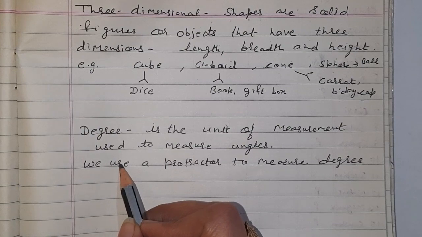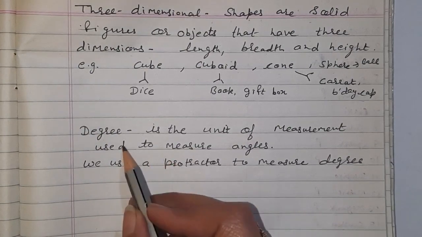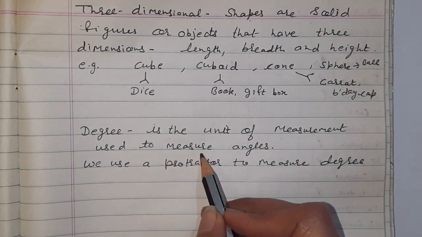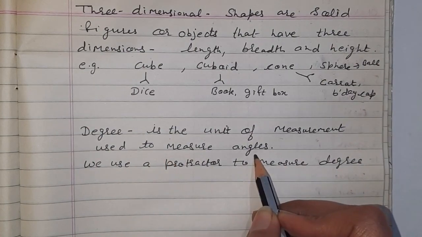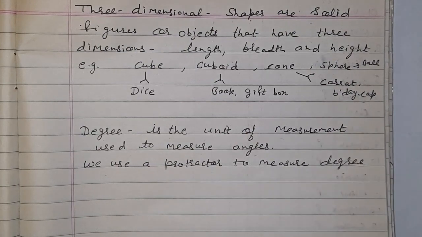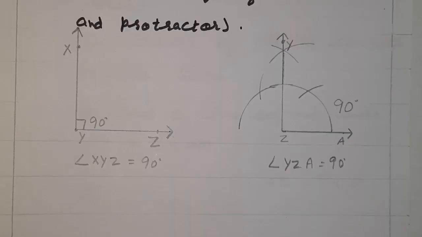Degree, as you measure the angle in degree. What is this degree? Degree is the unit of measurement used to measure angles. We use a protractor to measure degree. So these are some important things which you should know.